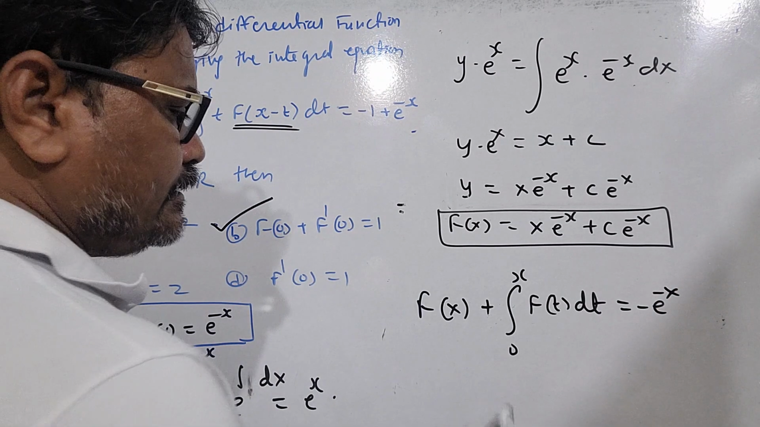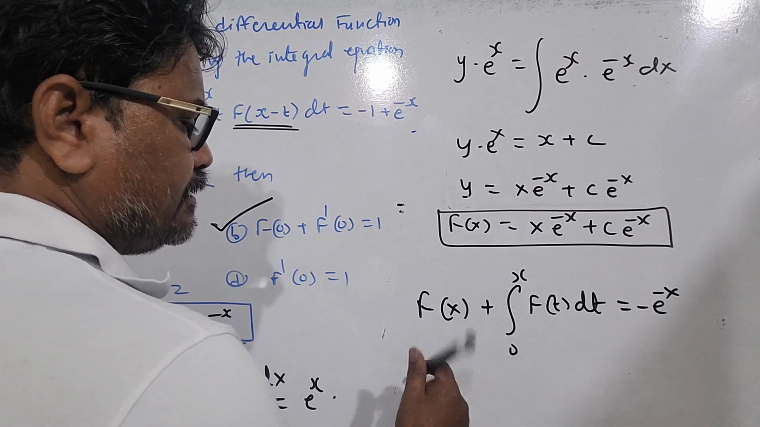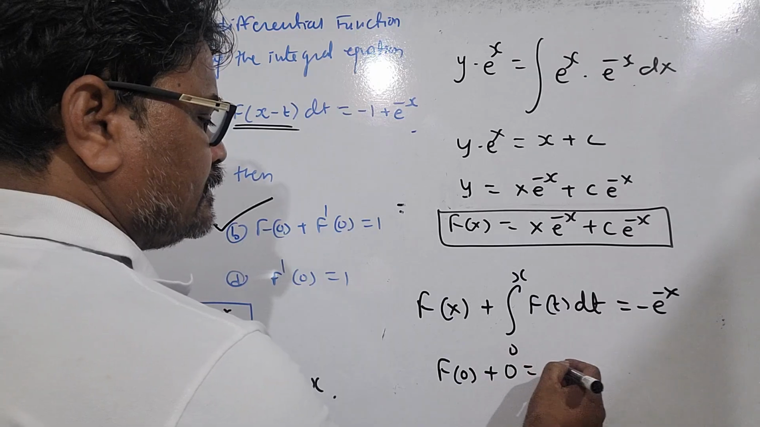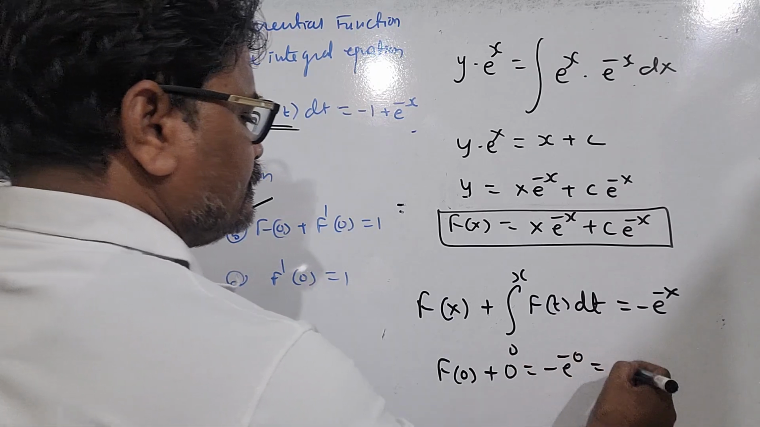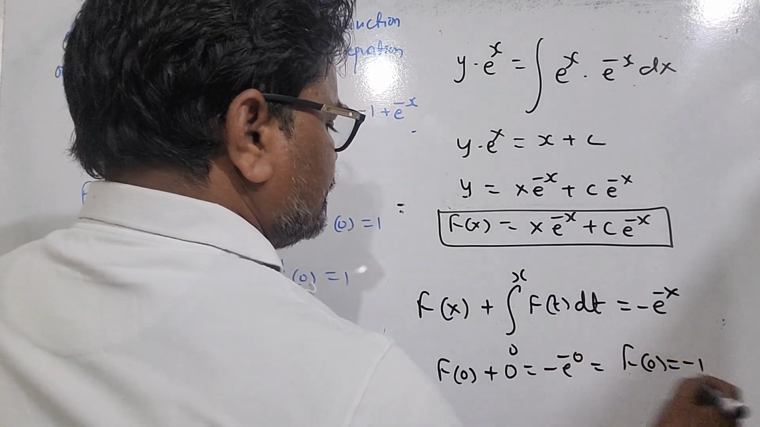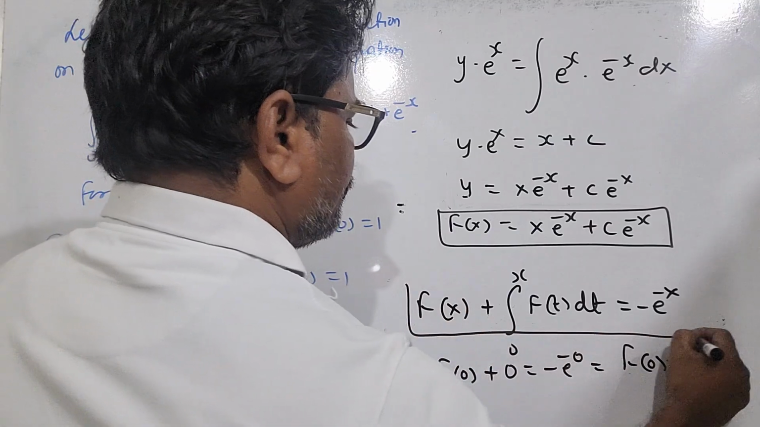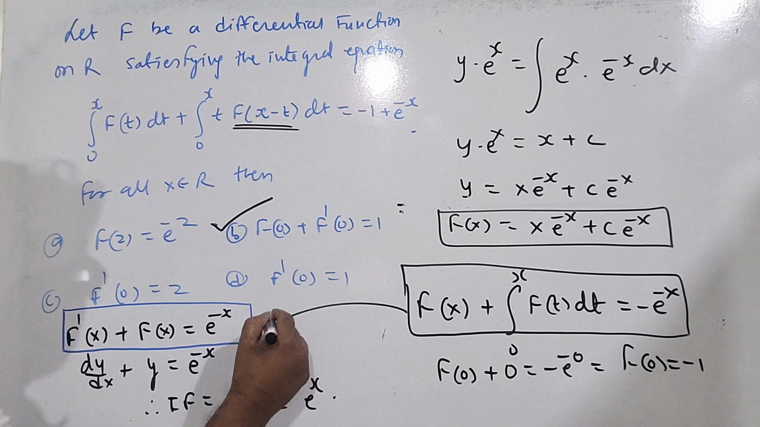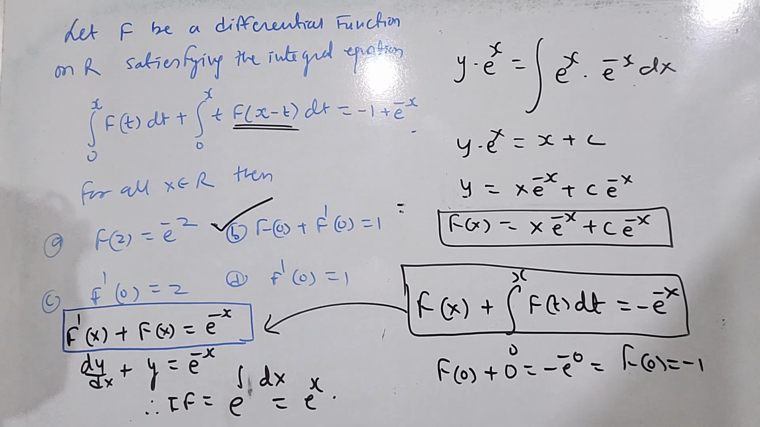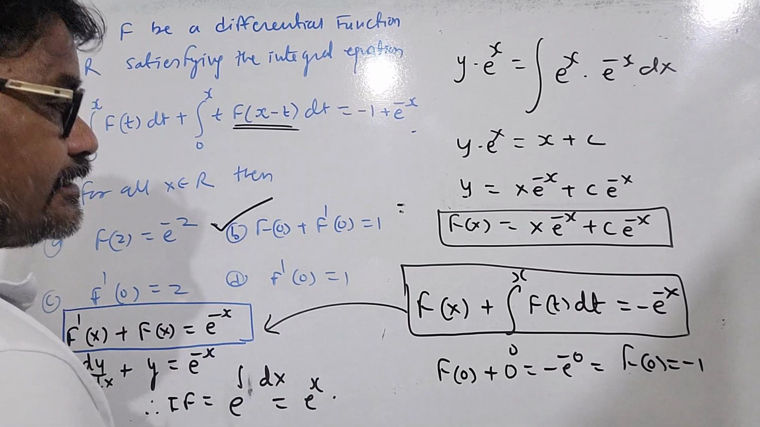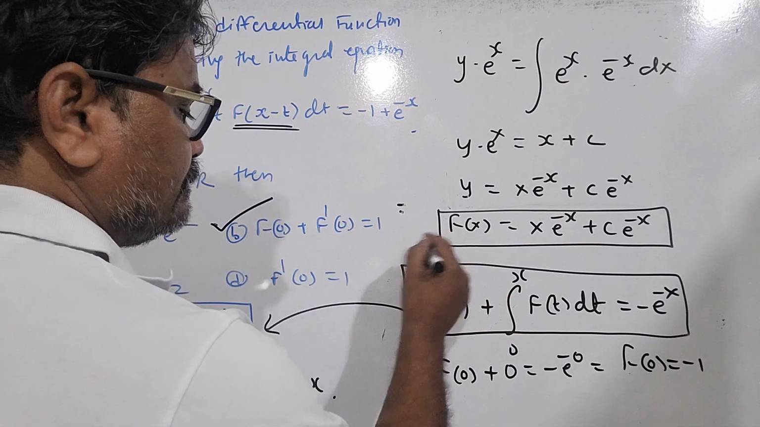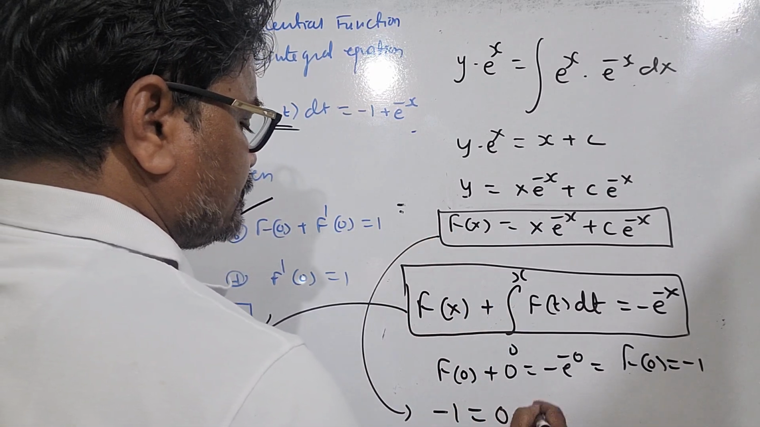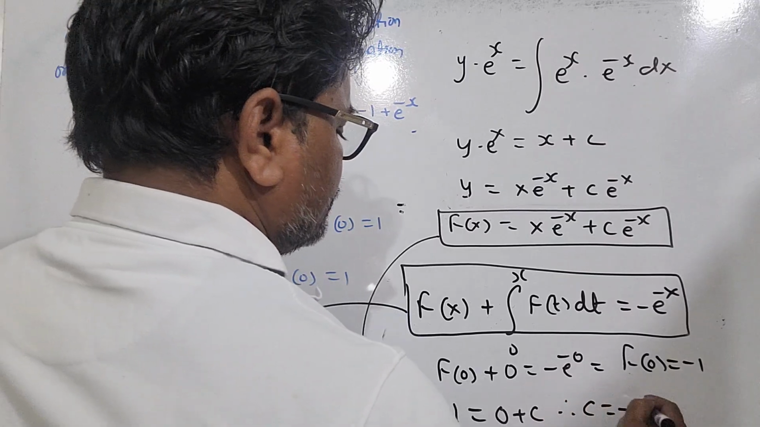So when we put x equal to 0, this becomes f of 0. This integral is 0. This is minus e to the power minus 0. This gives f of 0 equal to minus 1. So this step is also important. That was earlier, correct? From here we have got this one, no? So f of 0 is minus 1. So I can use f of 0 is minus 1 here: minus 1 equals 0 plus c. So therefore c is equal to minus 1.